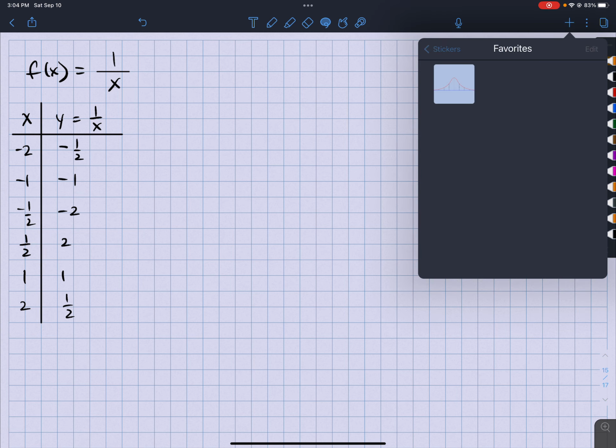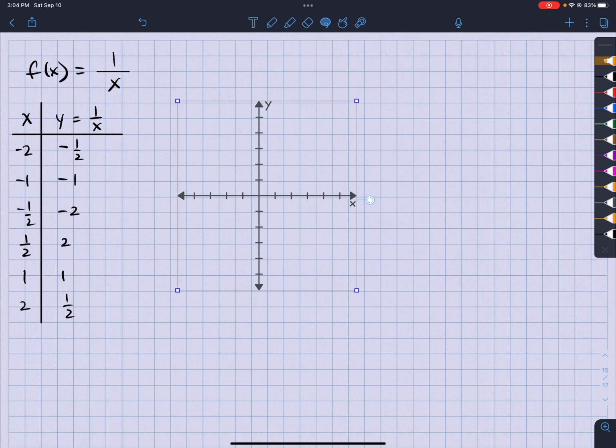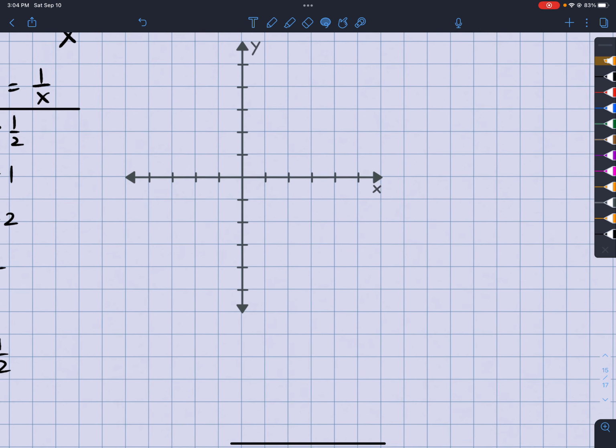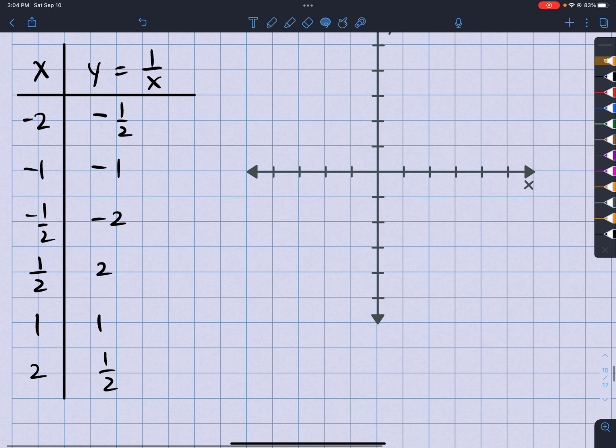So let's go ahead and graph that and see what that looks like. Let me add that right there, and boom. All right, so if I zoom in a little bit so I can see these points here. At -2 is going to be -1/2, somewhere there. -1 is going to be -1, and then -1/2 is going to be -2. And then at 1/2 is going to be 2. At 1 is going to be 1, and at 2 is going to be 1/2. Okay, so there I go.